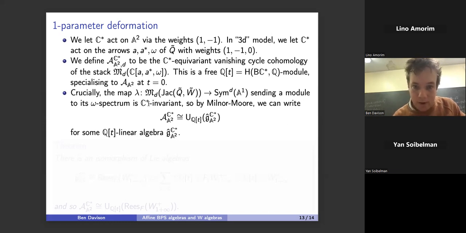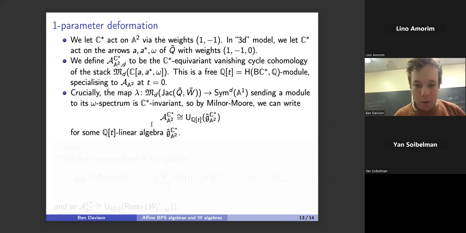It's C star invariant. So I can run basically all of the same arguments again to show that I've got a co-commutative coproduct. But now everything is happening in this category of Q[t] modules. And by Milnor-Moore, again, I get that this deformed CoHA is the universal enveloping algebra, in the category of Q[t] modules, of some Q[t] linear Lie algebra, which I've written g hat C star A2, which will be a deformation of the usual BPS Lie algebra.